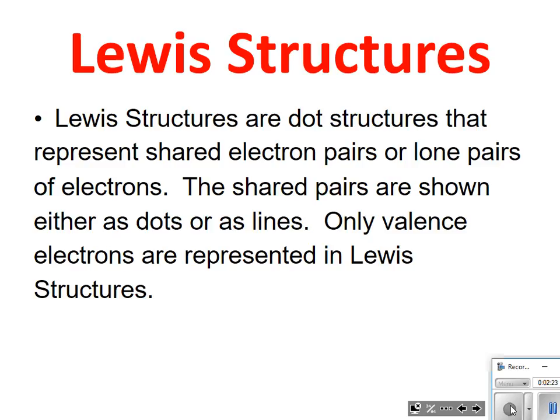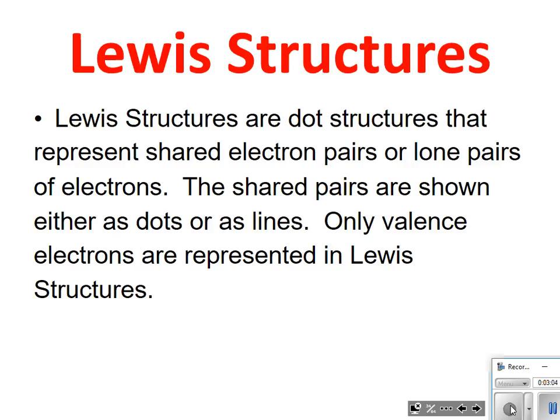How many are shared in a single bond? One pair, right? So how many are in a pair? 2 electrons. What about a double bond? How many in a double bond? 2 pair, right, which is 4 total. How many in a triple bond? 3 pair, which is 6 total. Single, double, triple bond.